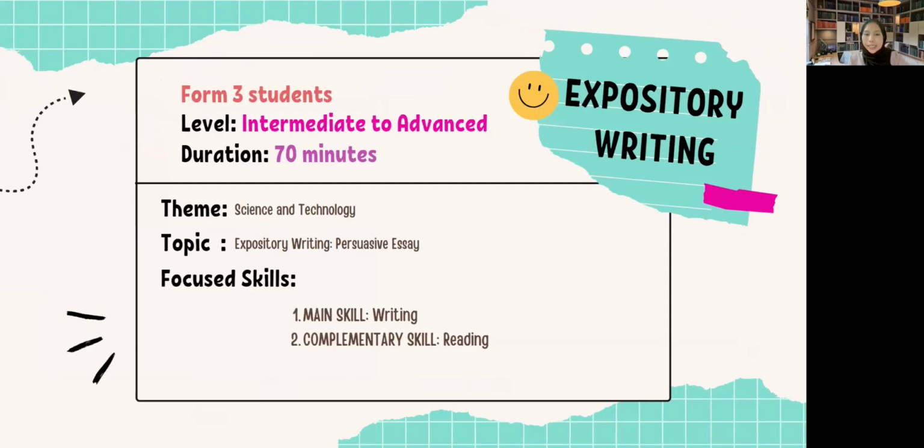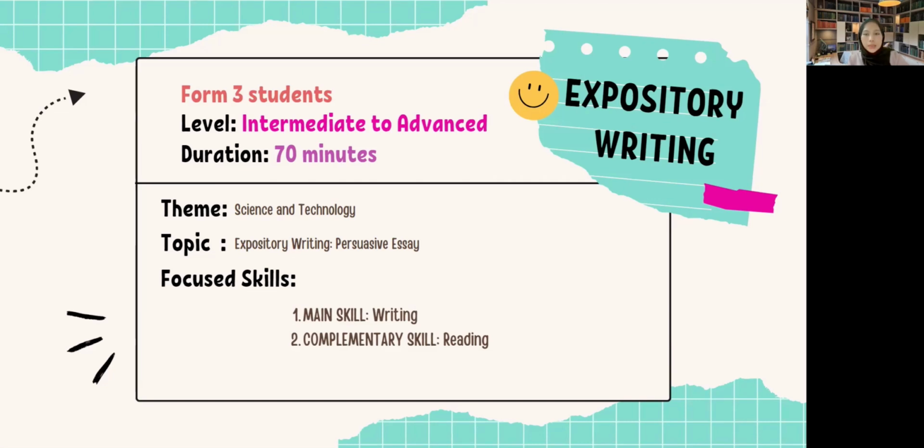This lesson is for Form 3 students with an intermediate to advanced level of proficiency, and the lesson duration will be 70 minutes. The theme of the lesson is science and technology, and the topic is expository writing, where we focus on teaching the persuasive essay.